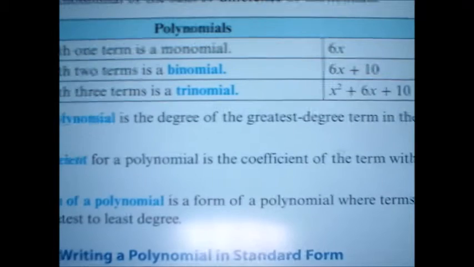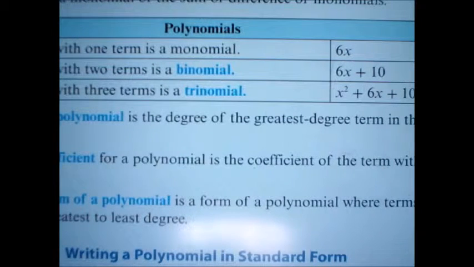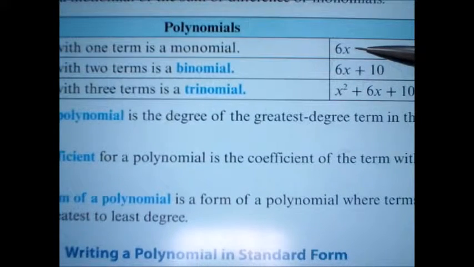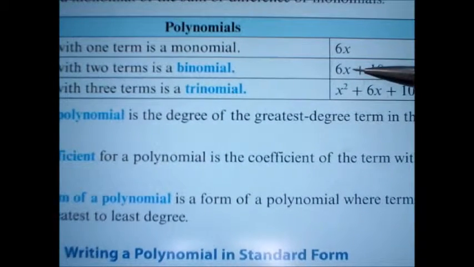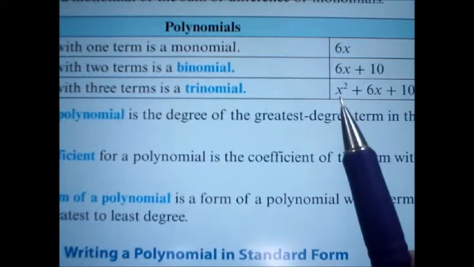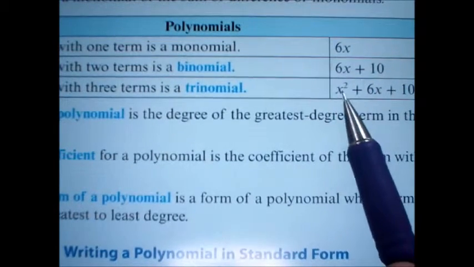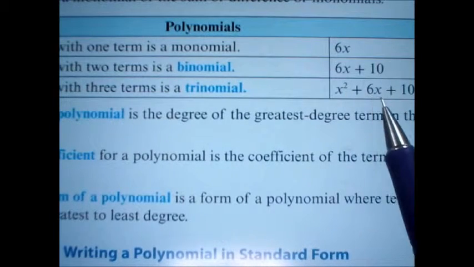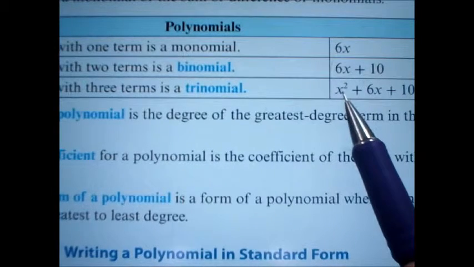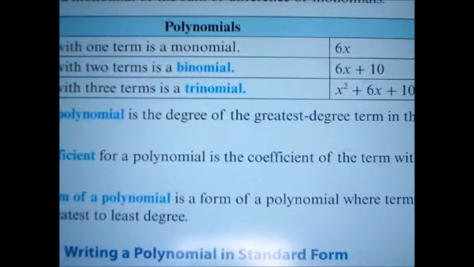So the degree of a polynomial is the greatest degree of the term. The degree of this one is just 1 because the highest degree of any term is this one. This 10 has degree of 0, this 6x has a degree of 1. So here I look at each term. This x squared has a 2 degree. This 6x has a 1 degree, and this 10 has a 0 degree. So this has a degree of 2. The whole thing has a degree of 2. So we don't add up all of them. We just look at the highest term.